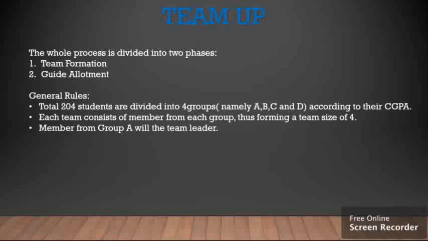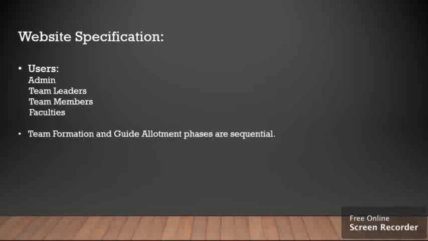Total 204 students of the department are divided into four groups, namely A, B, C and D, according to their CGPA. Each team consists of members from each group, thus forming a team size of 4. Member from group A will always be the team leader of the team. Users of our website are admin, team leaders, team members and faculties.